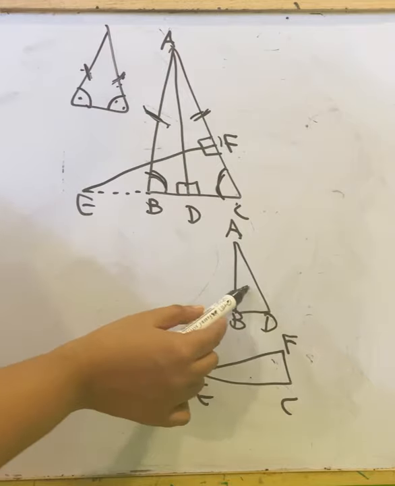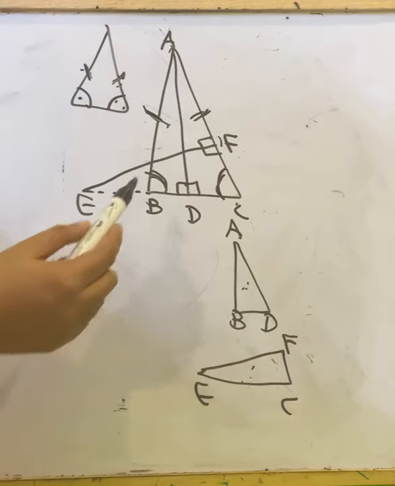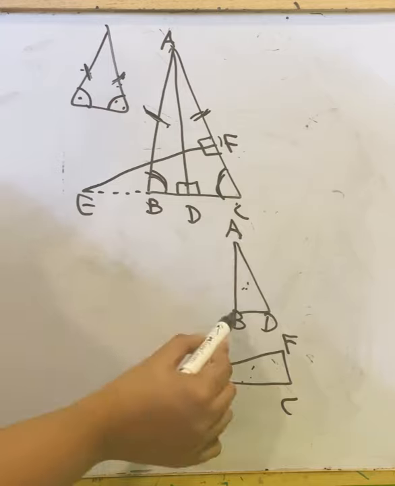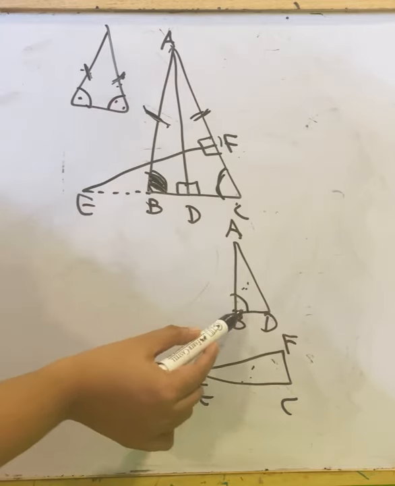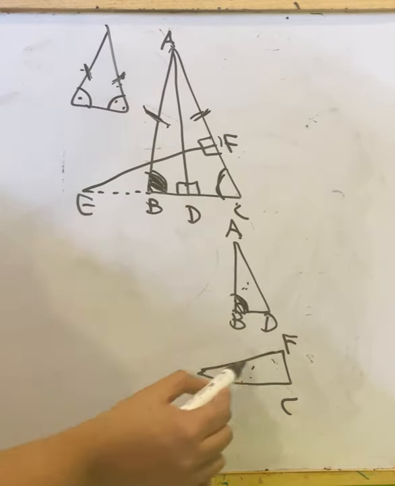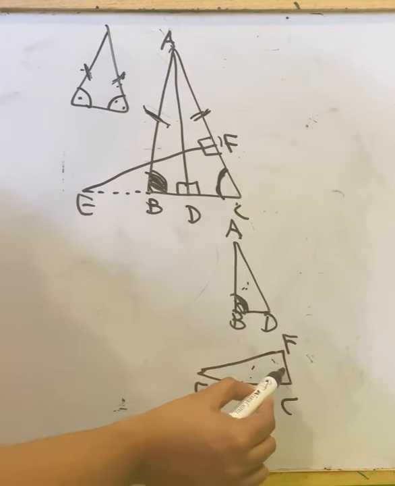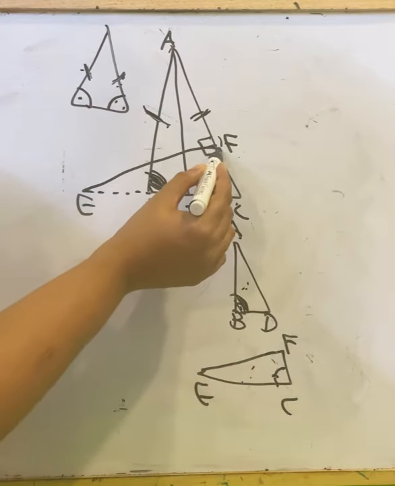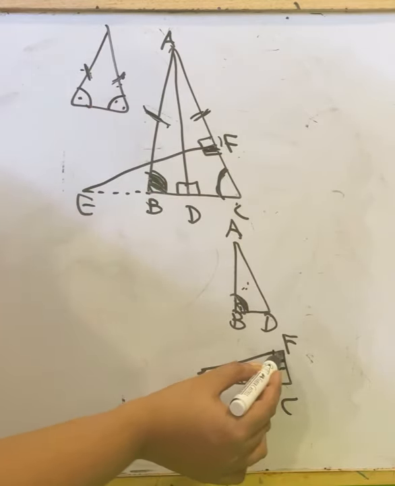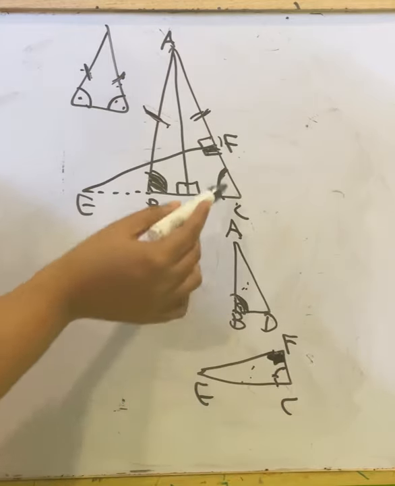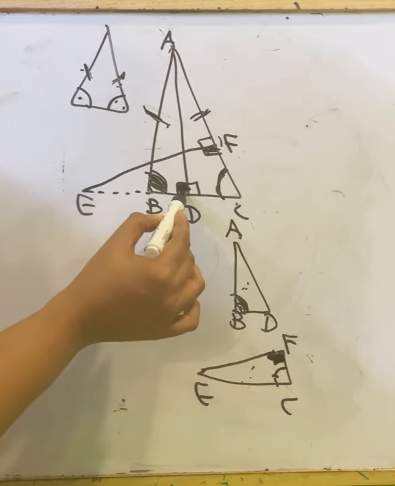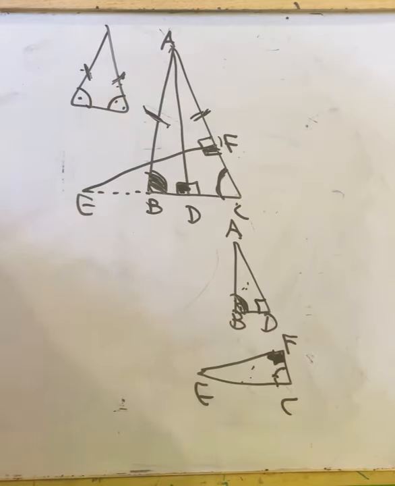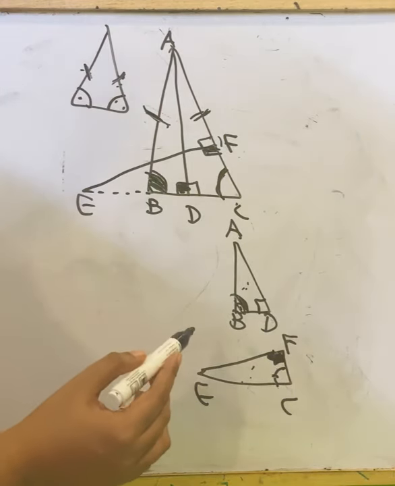Now comparing with these separated triangles, you can see in ABD, this is this angle. And in this triangle, we have this angle. These are equal. Also, we have 90 degrees in this position, and in this triangle, we have 90 degrees in this position. So we got two angles equal to each other in these two triangles. So they are similar. So how will we write?